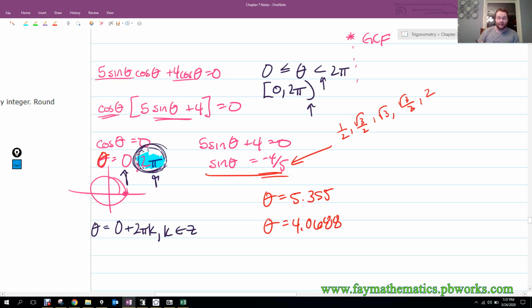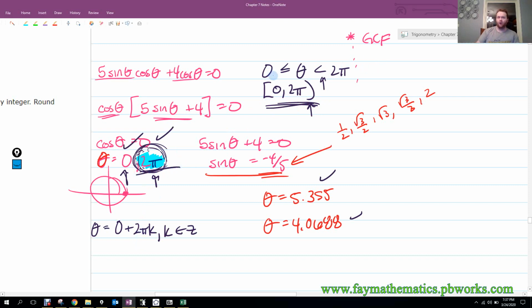So my thought is, when you're working on WebAssign and you're doing this, you could get that answer, that one, and that one. You did everything absolutely 100% correct. You go to type it in, and it says, nope, you're wrong. And you might not be seeing why you're wrong. Look at the interval that they're asking you for, okay?